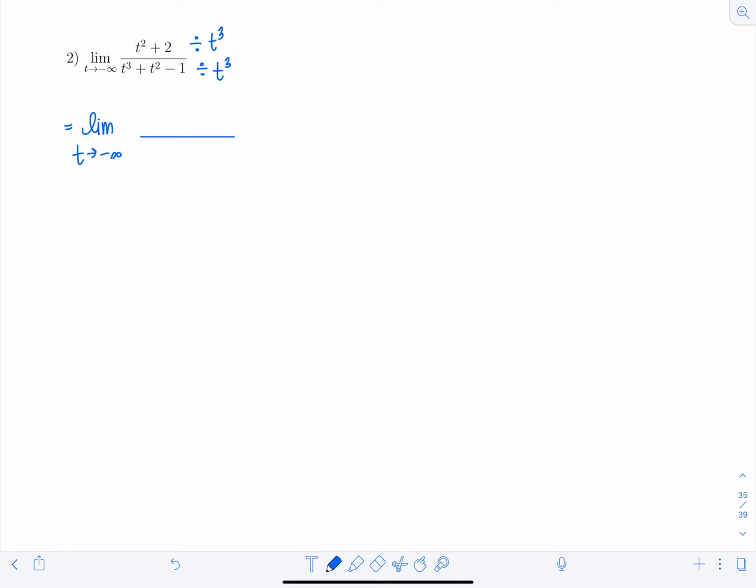t squared divided by t cubed, that's going to be 1 over t plus, I have 2 over t cubed here. And then in the denominator, t cubed over t cubed is 1 plus, this is going to be 1 over t minus 1 over t cubed.